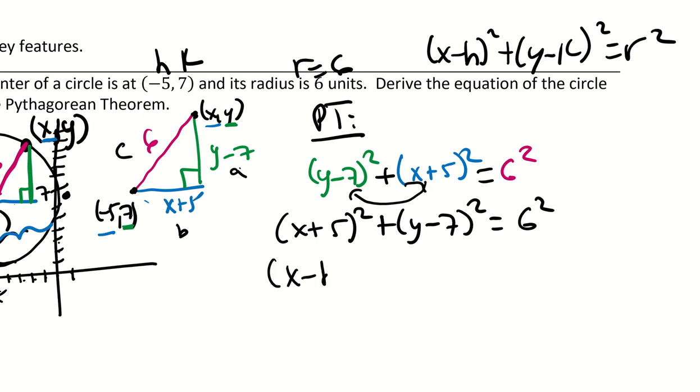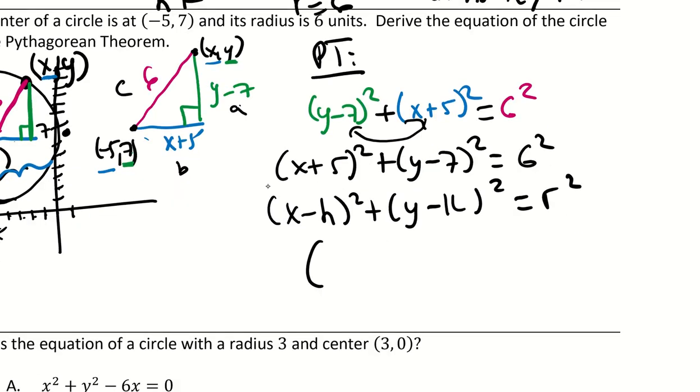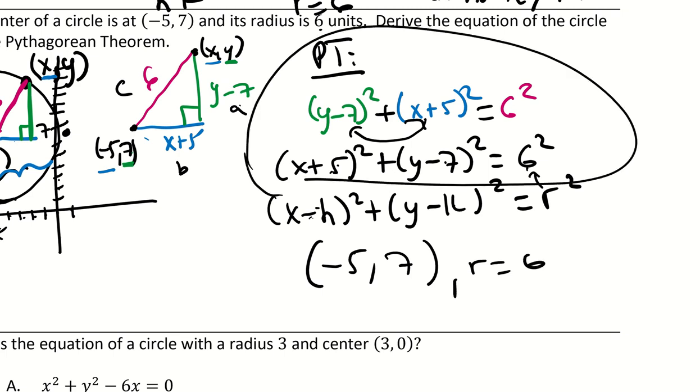This matches the form x minus h squared plus y minus k squared equals r squared. Where in this case, my h is -5, because if I plug in a double negative, this turns into positive. And my k is just 7. And then my radius is 6. We can see that the radius is 6 there. So this is the derivation, okay? Using the Pythagorean theorem.